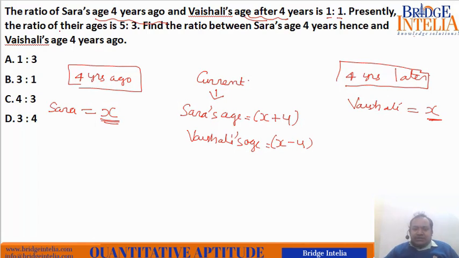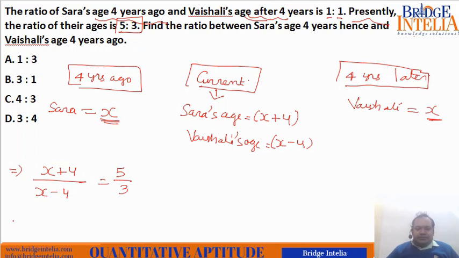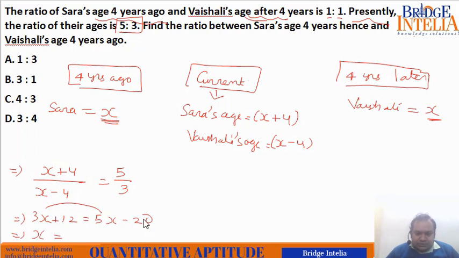Now as per the given information, presently, that means today, currently, their ages are in the ratio 5:3. So it means X plus 4 divided by X minus 4 is equal to 5/3. So let's solve this. 3x plus 12 is equal to 5x minus 20. So 2x comes out to be equal to, if you change the side, 16. X comes out to be equal to 16.